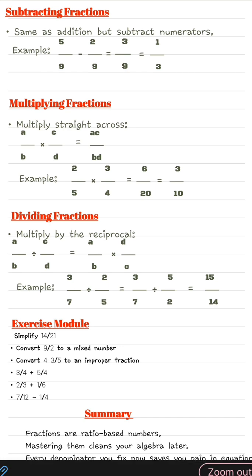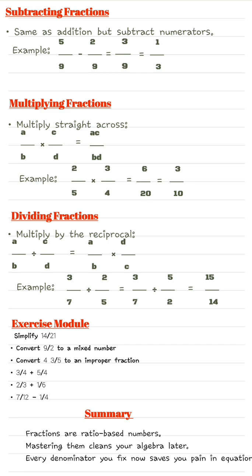C. Multiplication of fractions. Multiply straight across. Multiply the numerators together and multiply the denominators together. Example, 2/5 multiplied by 3/4 equals 6/20, which simplifies to 3/10.